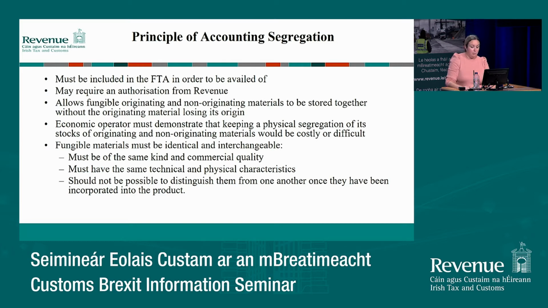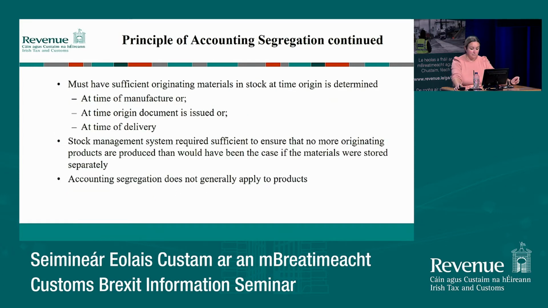You must also be able to demonstrate that storing the originating and non-originating materials separately would be costly or difficult. Just an example of what we mean by a fungible material, if you maybe look at milk, which we know there's integrated supply chains across the island. If you've mixed Northern Ireland milk with Irish milk, it would be impossible to separate them out and tell them apart. So that's what we mean by fungible. Once they've been mixed, you really must not be able to tell them apart again.